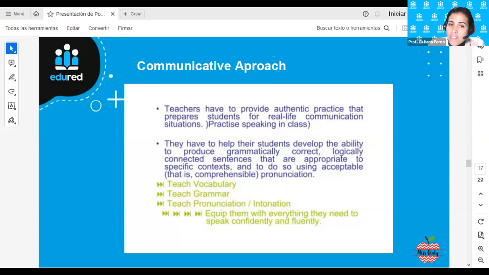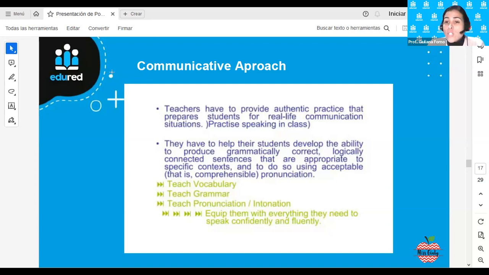Practice speaking in class. They have to help their students develop their ability to produce grammatically correct, logically connected sentences that are appropriate to a specific context, and to do so using acceptable, that is comprehensible, pronunciation. Okay, again, our pronunciation is not going to be perfect because we are not native, but we can have a very good pronunciation, a very good intonation, very close to native speakers, being an ESL learner.